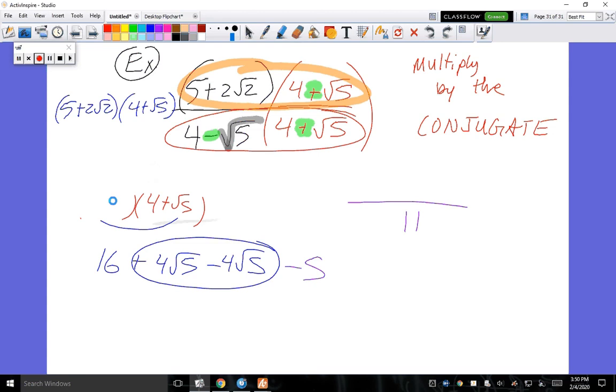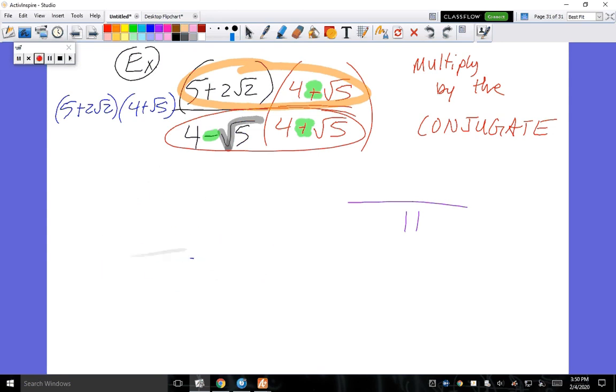Guys, am I allowed to have square roots in the numerator? Yes, all day I can. I just can't have them in the denominator. Okay, what is that? 20. What is this? 5 root 5. What is that? 8 root 2. And then what is, careful, think of your rules. 2 root 10.